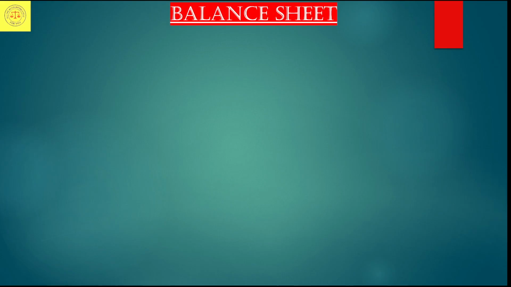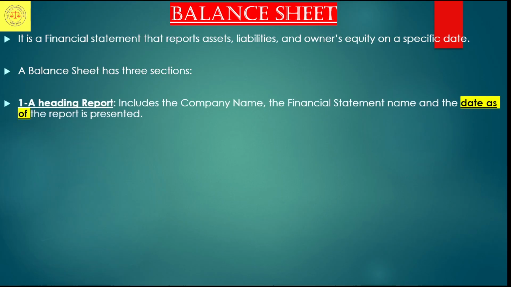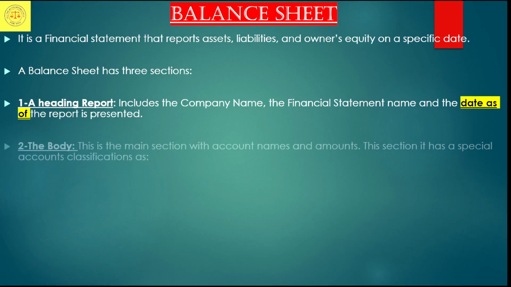Let's talk about the balance sheet. It is a financial statement that reports assets, liabilities, and owner's equity on a specific date. A balance sheet has 3 sections as well. A heading that includes the company name, the financial statement name, and the date as of. That's important. The other one is period. The balance sheet says "as of" when the report is presented.